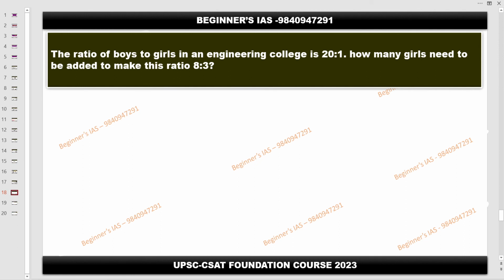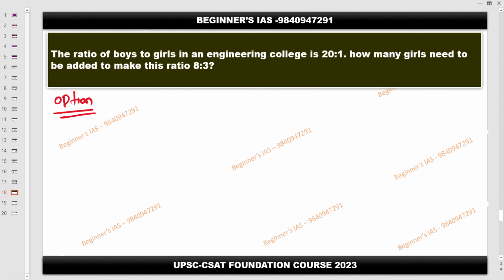Okay, shall I give you the options? For this problem, obviously options are required. Let me give the options here. So first of all, understand one thing here. 20:1 ratio. 20 boys means 1 girl. Then 40 boys, 2 girls. Then 60 boys, 3 girls. Shall we get anything with respect to the ratio 8:3 here?